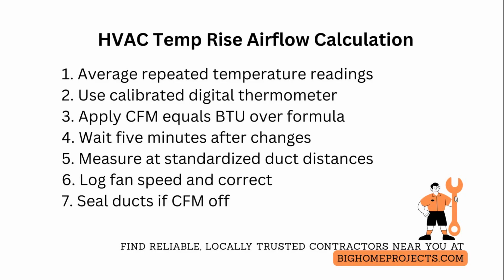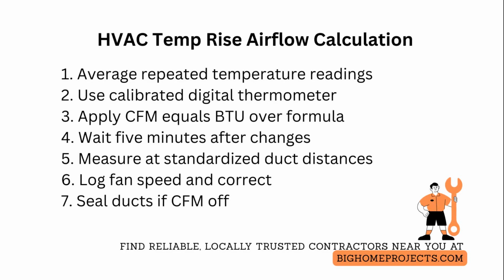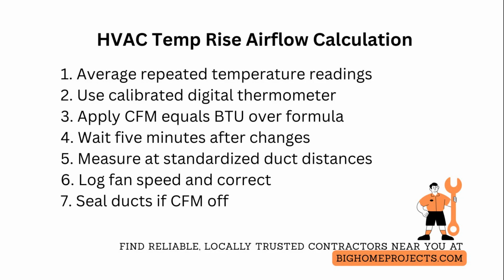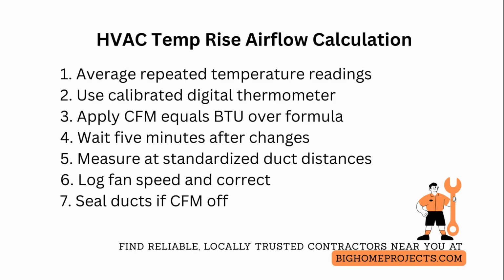Calculate airflow using the formula CFM equals BTU per hour divided by 120 times delta T, where delta T is the average supply minus return temperature. Convert installed equipment nameplate capacity to actual sensible output if you have measured wet coil conditions by subtracting latent load measured via a psychrometric approach.